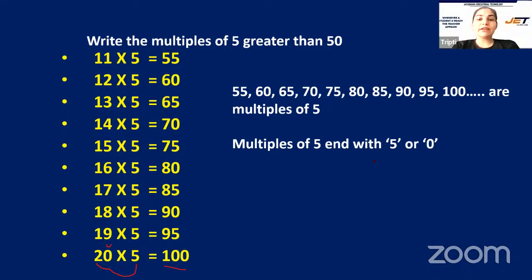Now multiples of 5 always end with 5 or 0. I told you multiples of 5 always end with 5 or 0, no other number. Similarly, I told you the multiples of 2 always end with an even number like 0, 2, 4, 6, 8, right? And multiples of 5 end with 5 or 0.